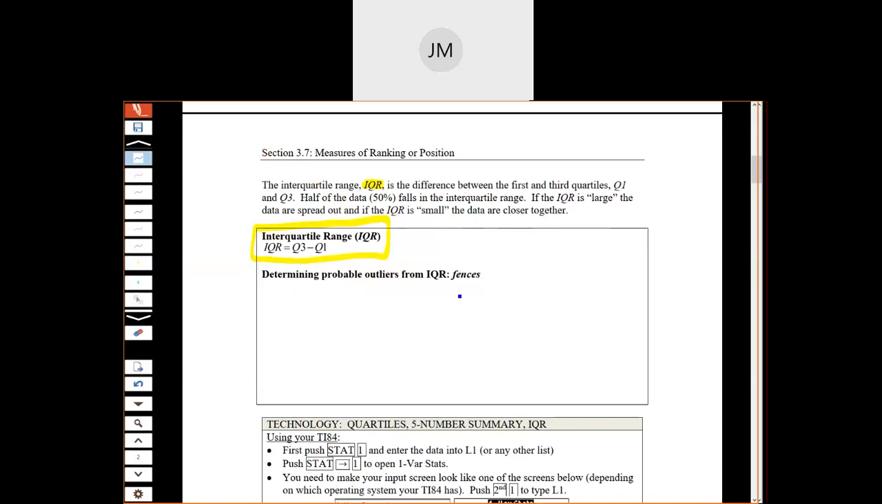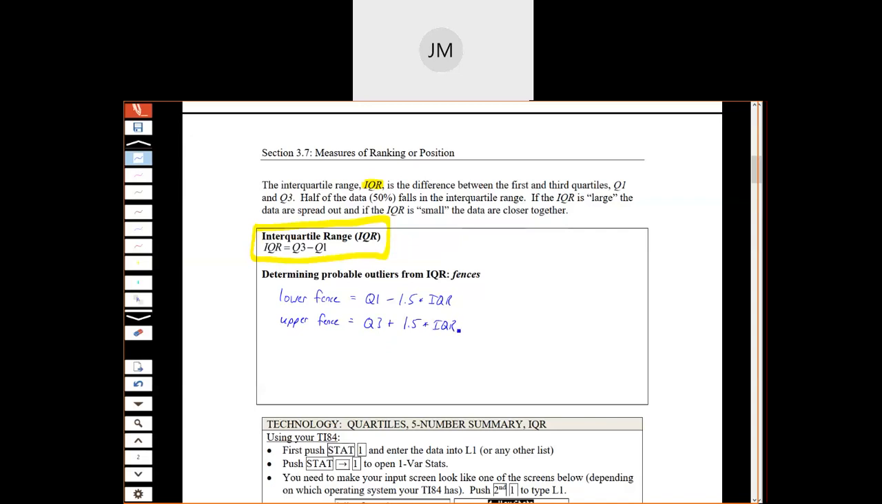So what we're going to do is create these fences. The lower fence is just Q1 minus 1.5 times the IQR. The upper fence is Q3 plus 1.5 times the IQR.